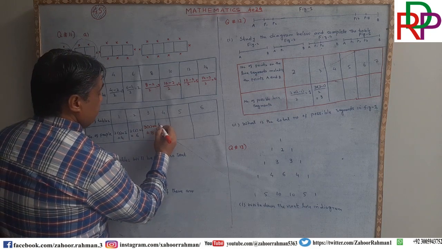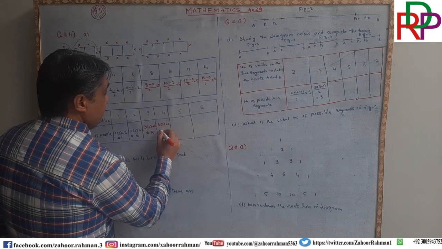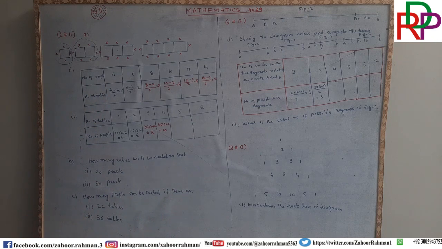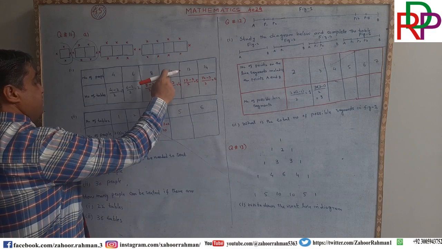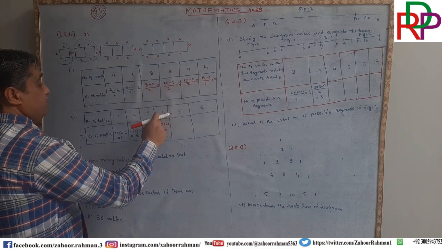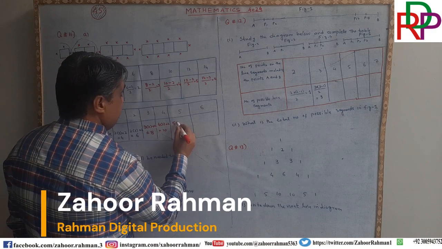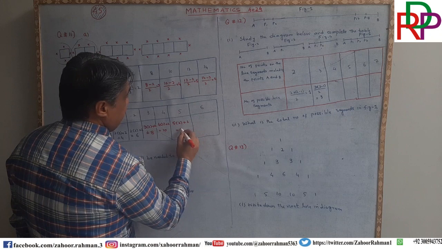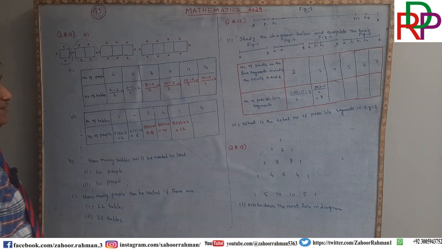So 4 into 2 plus 2 is equal to 10. On 4 tables there can be, and you can see it from here as well, 10 people. So 4 tables, 10 people. Now what about the 5 one? They have given us this empty place, so it means that 12 people can be adjusted on 5 tables.